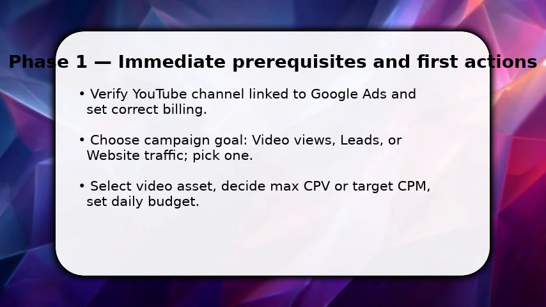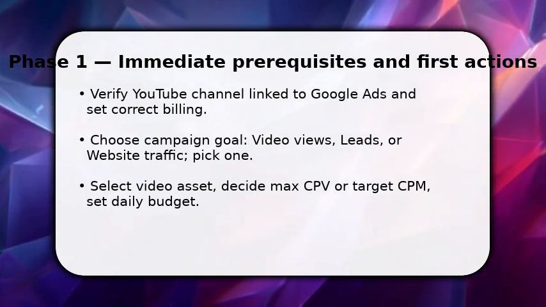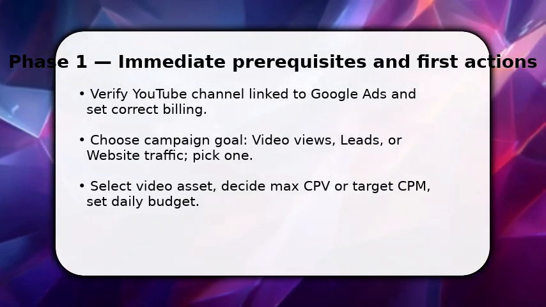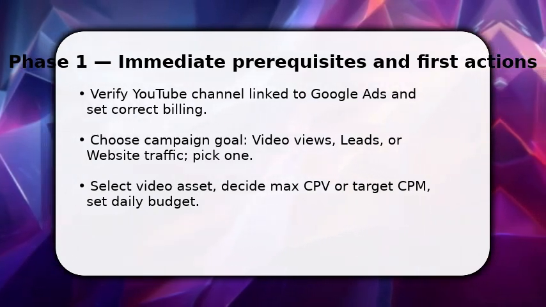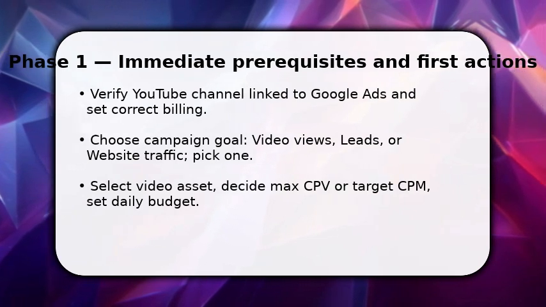You start by linking your YouTube channel to Google Ads and confirming billing. This lets ads access video assets. Next, choose a single campaign goal. Video views is simplest because the goal directs bidding and placements.